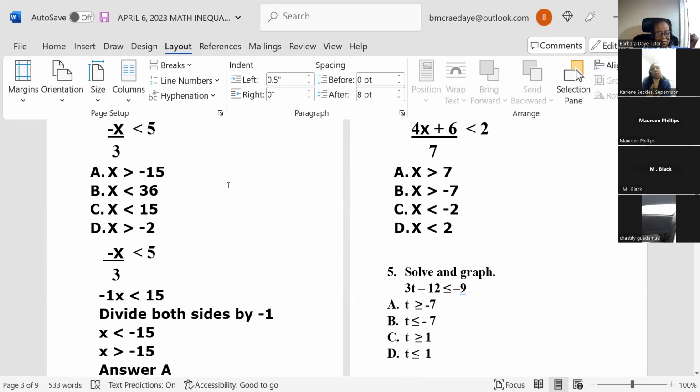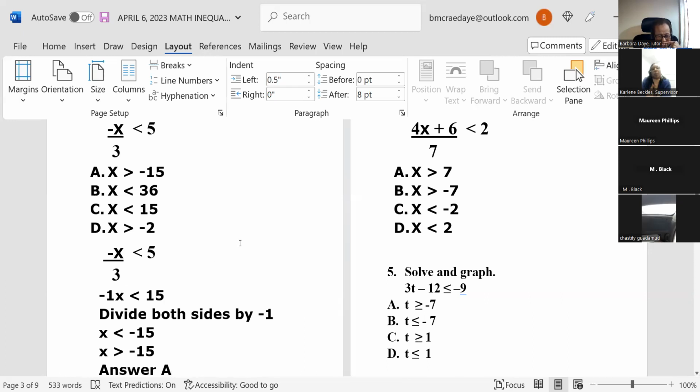I was trying to remember when do I flip the sign. Well, remember, divide by a negative or multiply by a negative, that's when you flip it. Reverse the sign. Yes, all right, got it? Yes, thank you. So Maureen, you see why your answer is not correct? I had picked A and C, but I had the wrong one.